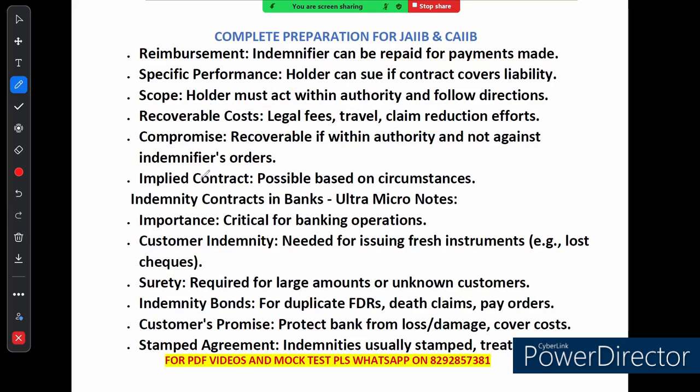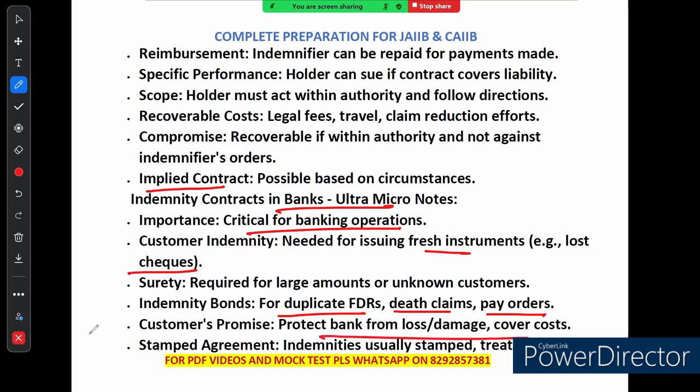Now, how does this play out in a bank? Indemnity is really important for a bank. For example, if you lose a check, the bank will ask for an indemnity before issuing a fresh one, right? So in the context of a bank, it is very critical for banking operations. Indemnity is also needed for things like duplicate FDR, death claim, and pay orders. The customer gives the bank a promise to protect them from any loss or cover any cost that may arise, right?